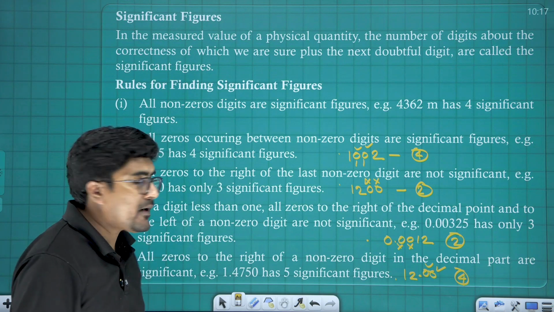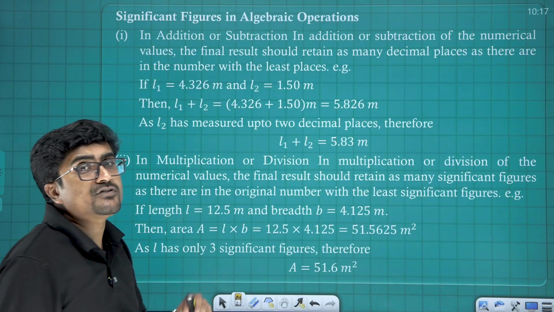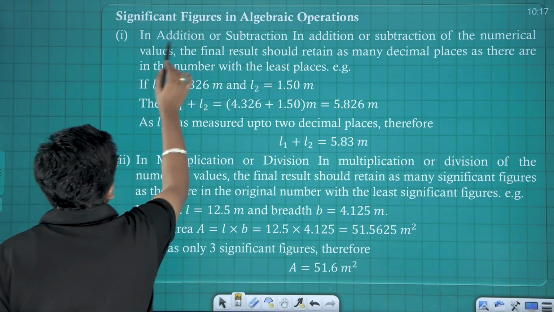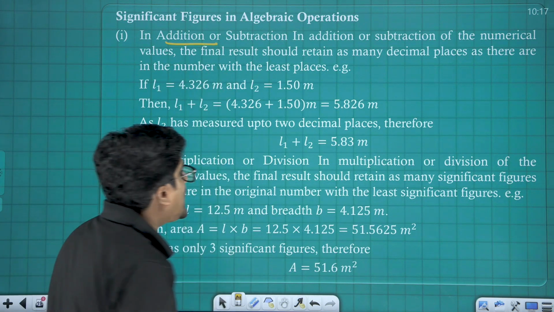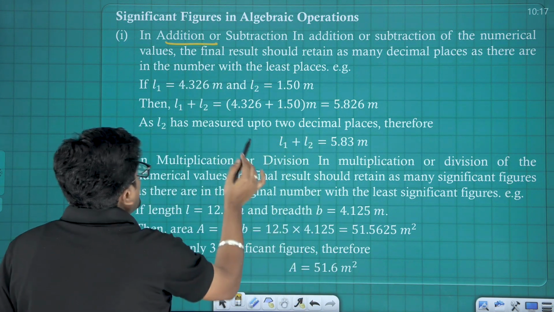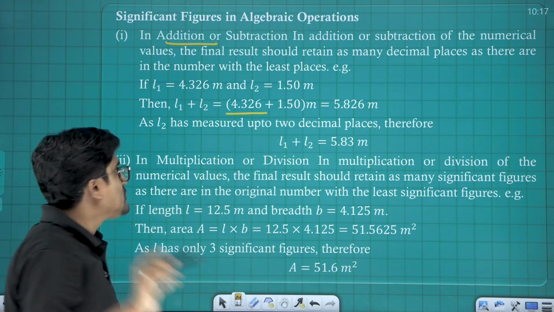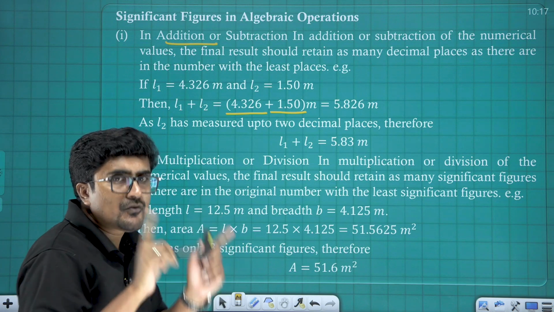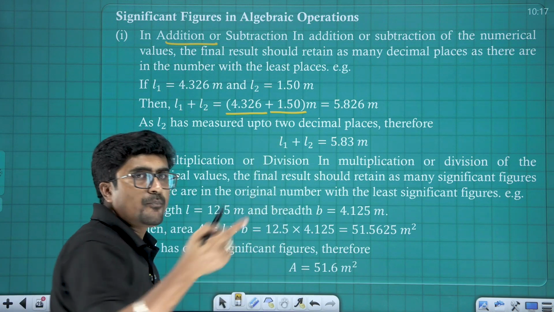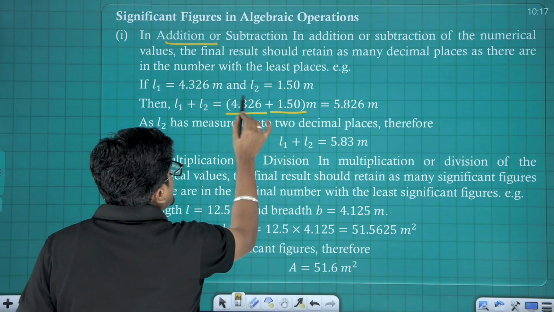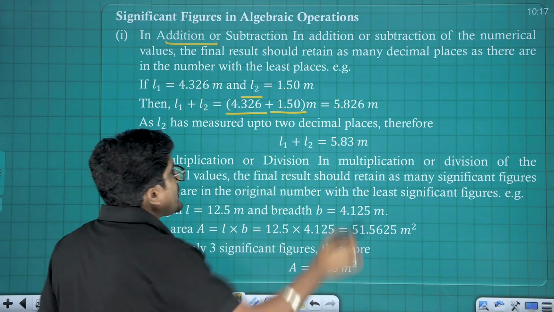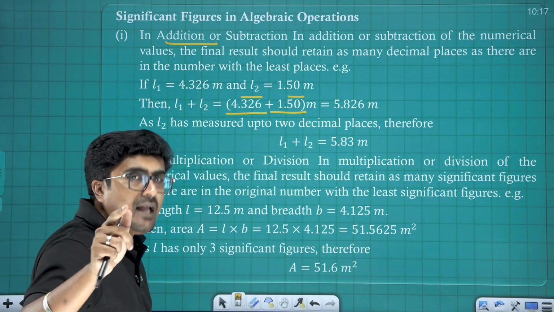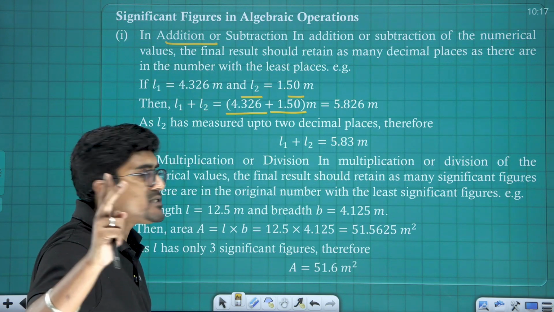All right. Now comes, what if some arithmetic operations are happening? First of all, we are going to deal with addition. Here we can have two numbers, 4.326 and another one is 1.50. How many decimal places are here? 3. How many decimal places are here? 2. So in the final answer, you can have 2 decimal places only.